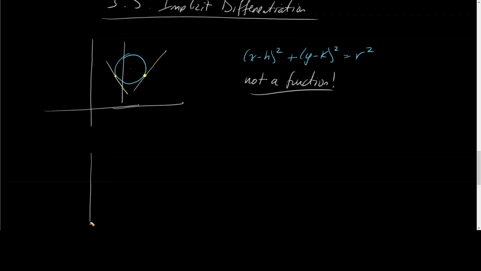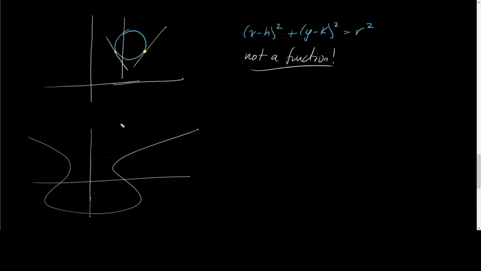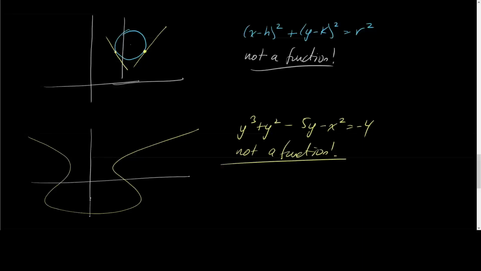Similarly, we can have equations or graphs that look like this, right? In here, the equation of this graph is y³ + y² − 5y − x² = −4. But again, this is not a function. Why? Because it fails the vertical line test.